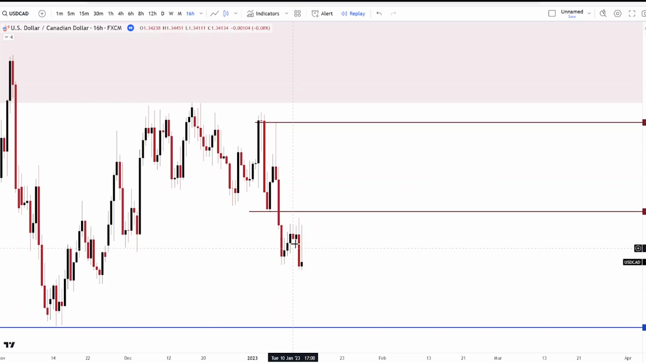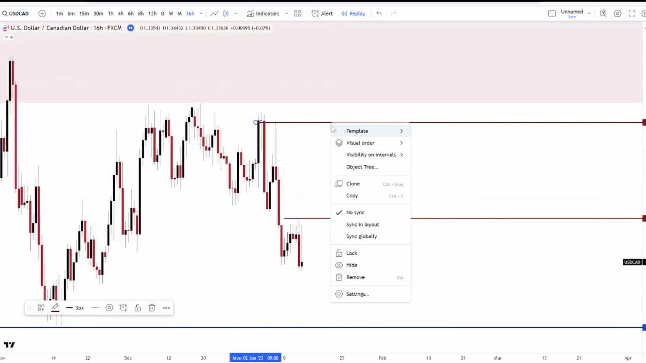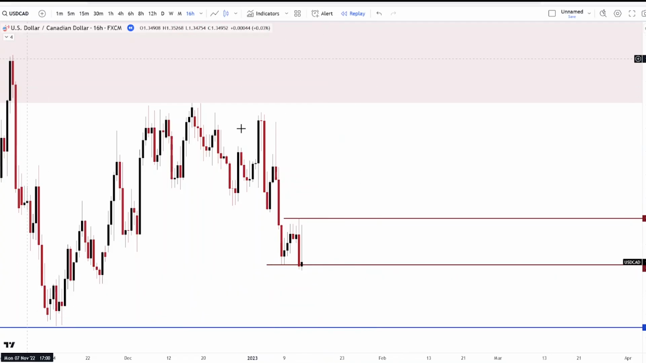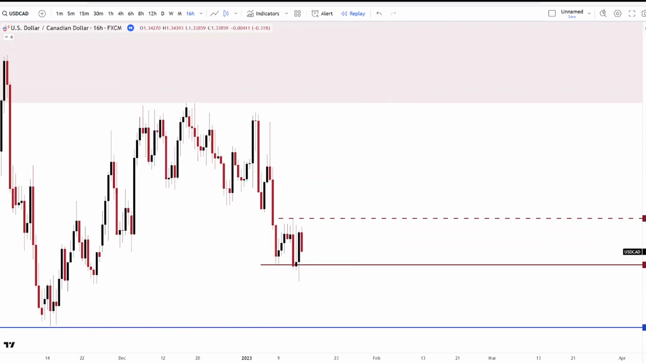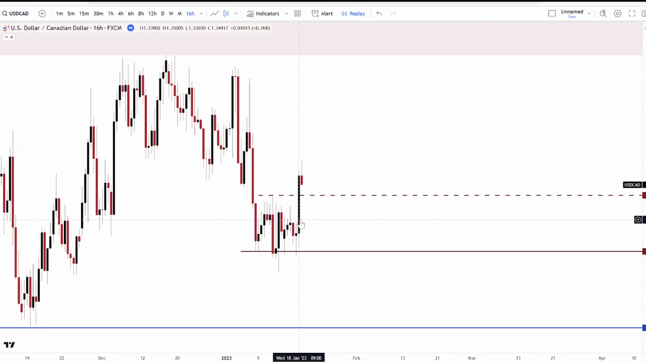Okay, what do we have here? We have a false rejection. So what you want to do now is mark this level, and you want to mark your range. And you want to mark this level as a potential stop hunt. See if we can get a stop hunt. Okay, we got a stop hunt.